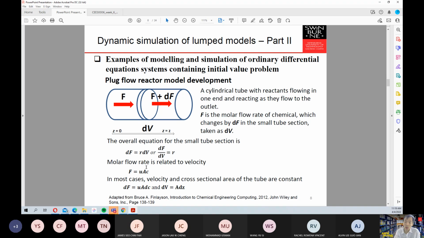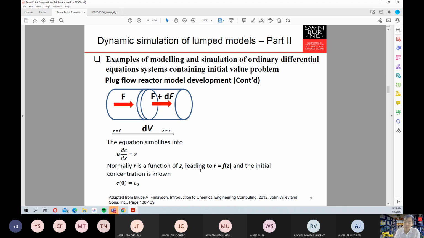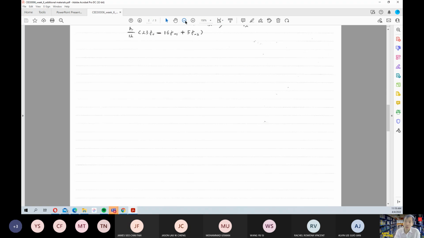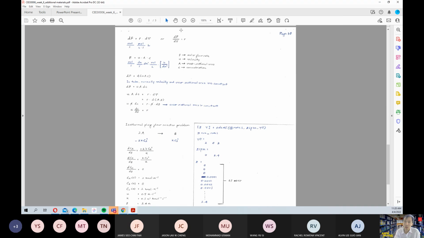Okay, and then you need to know that the molar flow rate is related to the velocity, which in most cases, velocity and cross-sectional area of the tube are constant. Then you can deduce that dV is equal to A dz. Then you will get this equation that is applicable to your plug flow reactor. Your reaction is a function of the distance. So the initial concentration is also known in here. If you want to see the detail in the derivation, what you can see is these things in here.